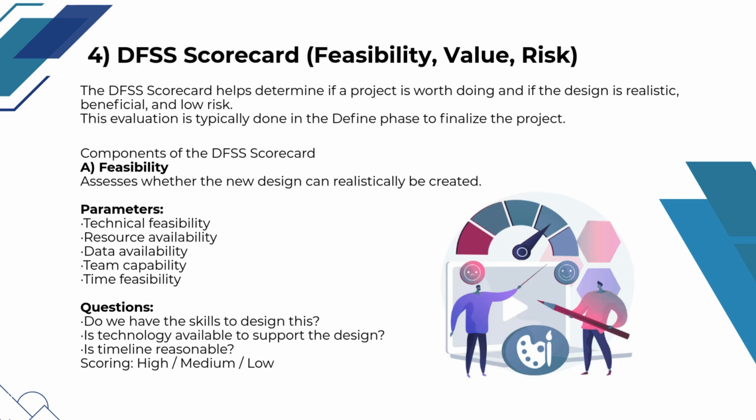The DFSS scorecard is used in the Define phase to evaluate whether a project is worth pursuing by assessing if the design is realistic, beneficial, and low risk, with feasibility being a key component that considers technical feasibility, resource and data availability, team capability, and timeline reasonableness, helping answer questions like whether the team has the necessary skills, if the required technology is available, and whether the timeline is achievable, typically scored as high, medium, or low.